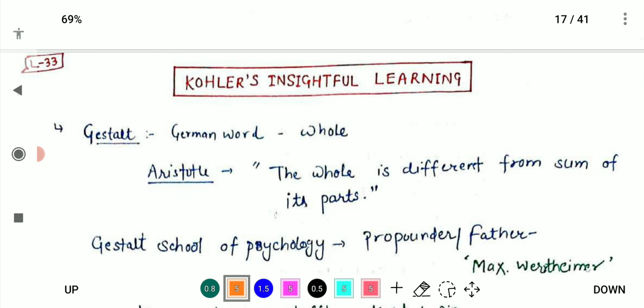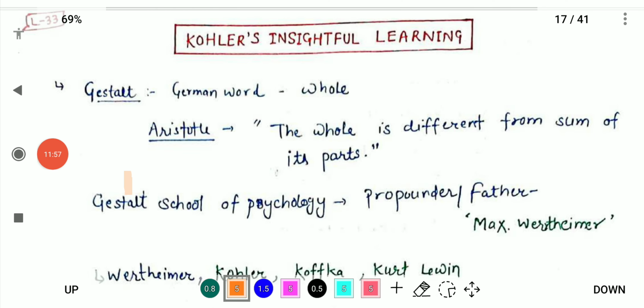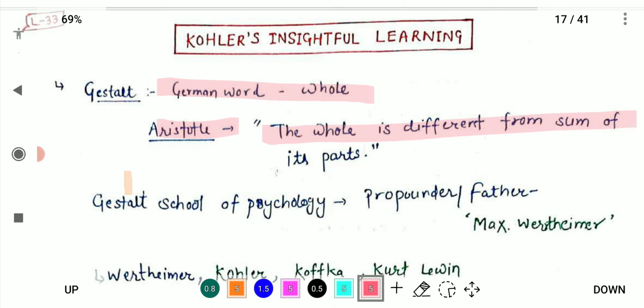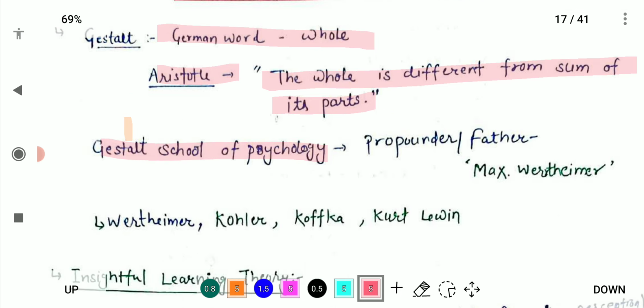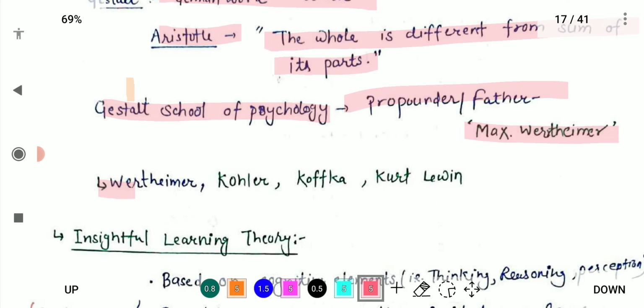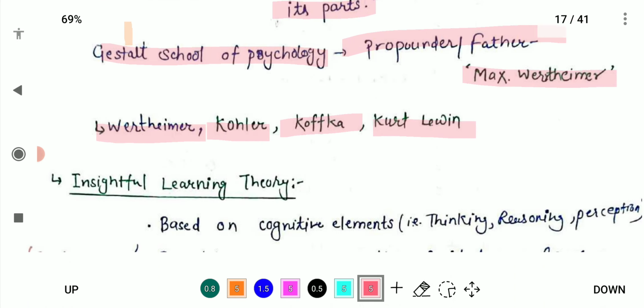Then Kohler's insight learning. Gestalt, the German word, means whole. What Aristotle told us: the whole is different from the sum of its parts. If you consider the whole thing, it is different from when you are given the small parts. The father of the Gestalt school of psychology is Max Wertheimer. Wertheimer, Kohler, Koffka, Kurt Lewin.